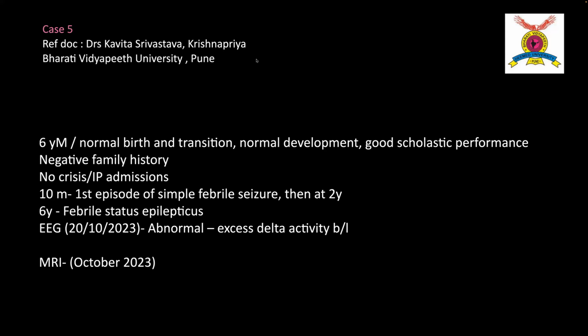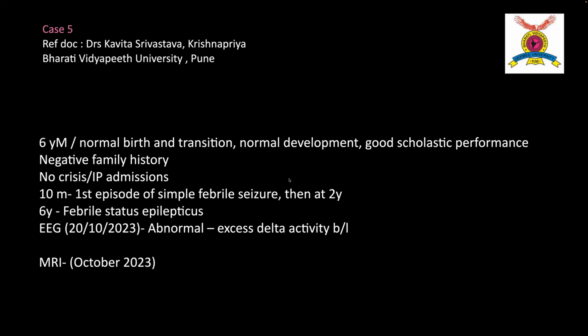Good evening. This is a 6-year-old male child with normal birth and transition, normal development, and good scholastic performance until recently, with a negative family history. At 10 months of age, he had one episode of simple febrile seizure, then another one at 2 years. After that, the child has been developing normally. He is going to first standard, and his scholastic performance was good.